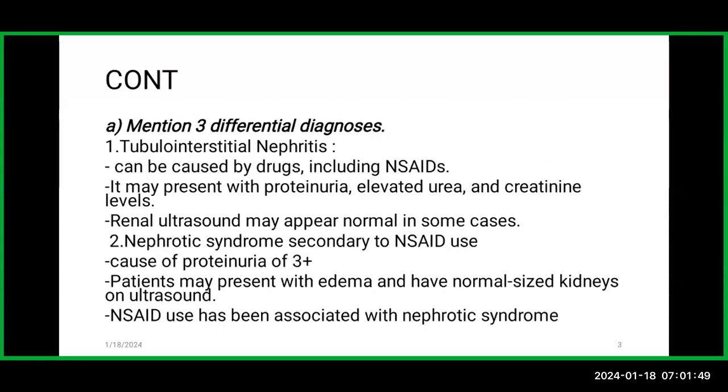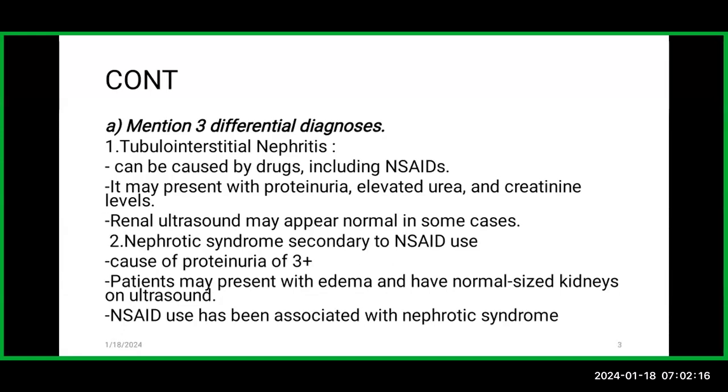So, question A. My first differential is tubular interstitial nephritis. Why? Because there is a history of NSAID use for 4 months as a result of recurrent joint pains, and also the history of proteinuria with elevated urea and creatinine. Yes, because NSAID is a cause of tubular interstitial nephritis. Renal ultrasound scan finding may be normal as in this case.